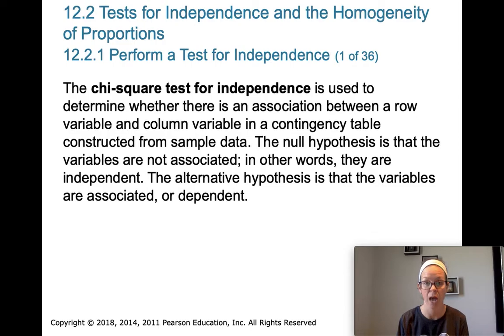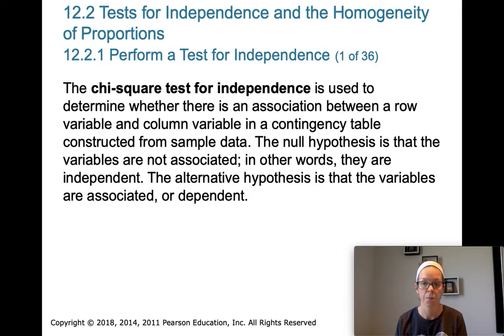So we're going to be doing a chi-square test, but here we're going to be doing a chi-square test for independence to determine if there's an association between a row variable and a column variable in a contingency table. Like the last lesson, we're still talking about categorical data, but unlike the last lesson, we have more than one variable that we are considering.